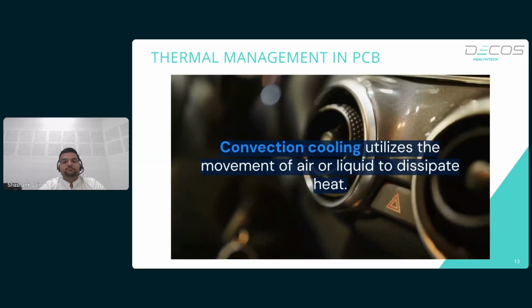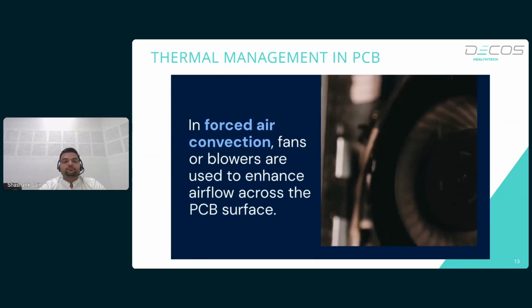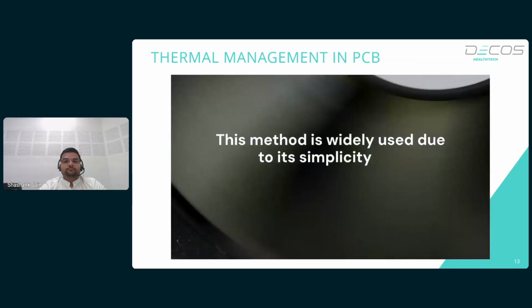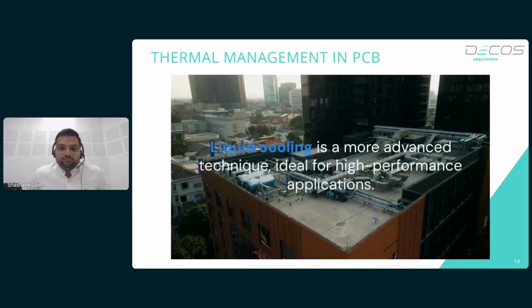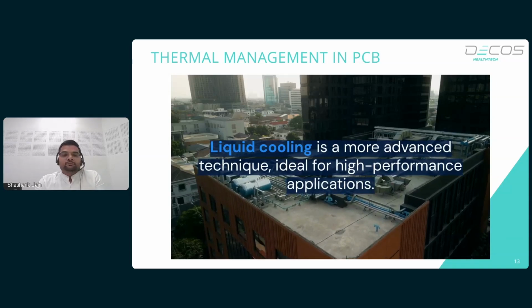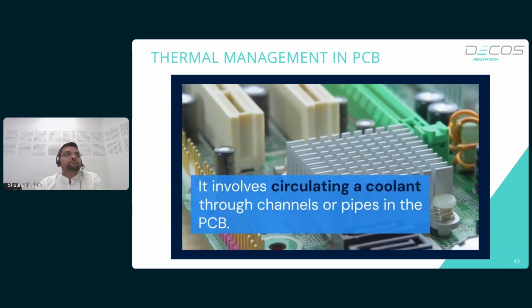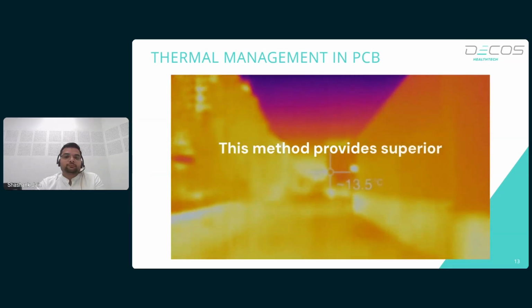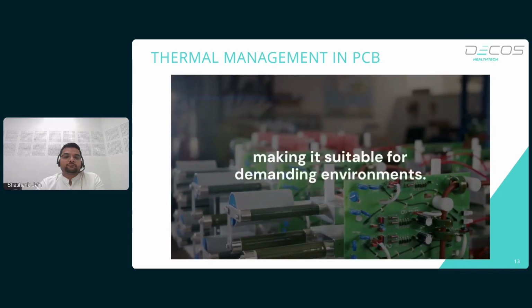Convection cooling utilizes the movement of air or liquid to dissipate heat. In forced air convection, fans or blowers are used to enhance airflow across the PCB surface. This method is widely used due to its simplicity and effectiveness in maintaining optimal temperatures. Liquid cooling is a more advanced technique, ideal for high-performance applications. It involves circulating a coolant through channels or pipes in the PCB. This method provides superior heat dissipation compared to air cooling, making it suitable for demanding environments.